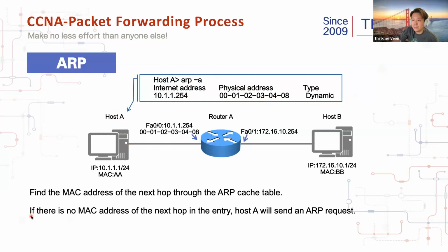Okay, so here we also mention that if no MAC address is found in the ARP table, host A will send an ARP request to the network. Most commonly it will use broadcast to send the request to the whole layer 2 network until it finds the MAC address of the destination IP address.